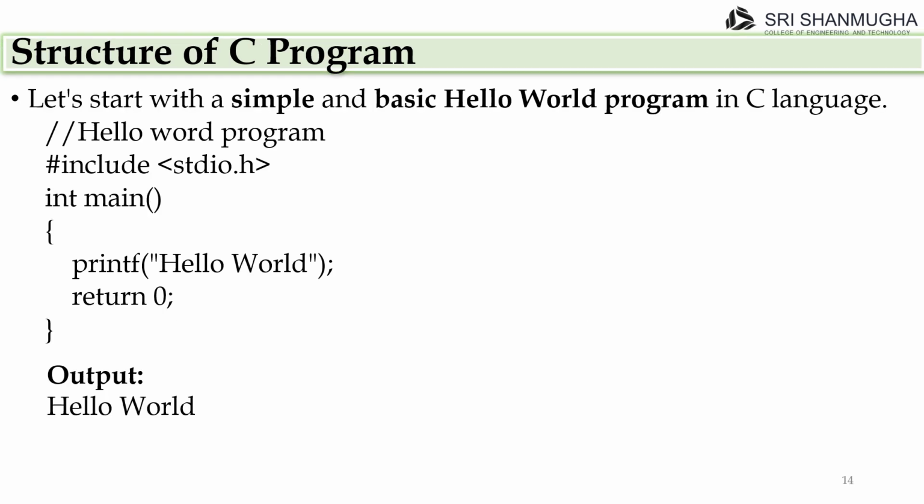So I have written a sample basic hello world program in the C language. Check. First is my comment section, where I have mentioned "hello world program". Next I am including the stdio.h header file, because I am using the printf function in my program. Next is your main function, where I am printing hello world with the help of my printf function. Then I return 0. When you execute your program, it will print hello world as output.